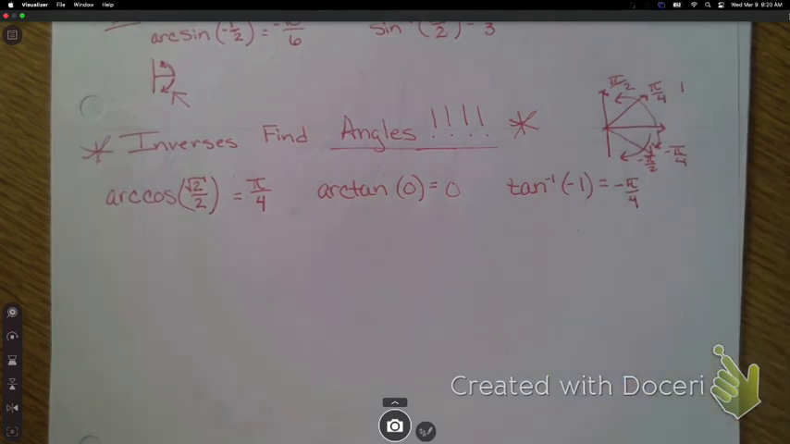I would highly suggest working on these also. You cannot forget them. The ACT does assume that you know the first quadrant ones at least, and reference tables.